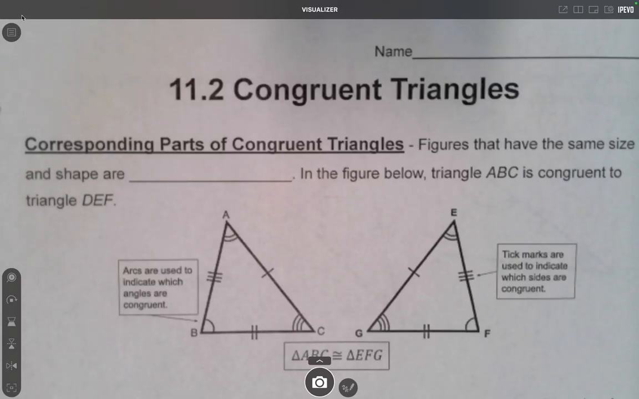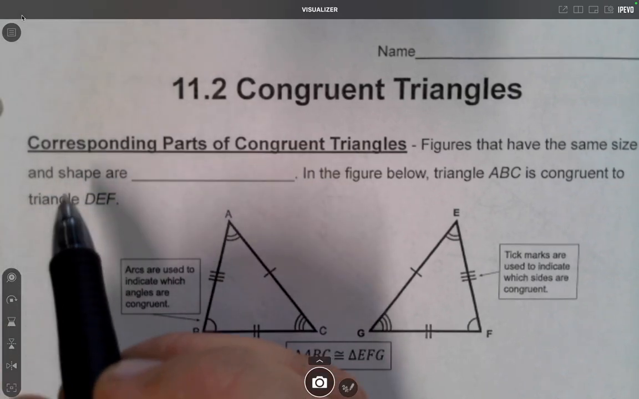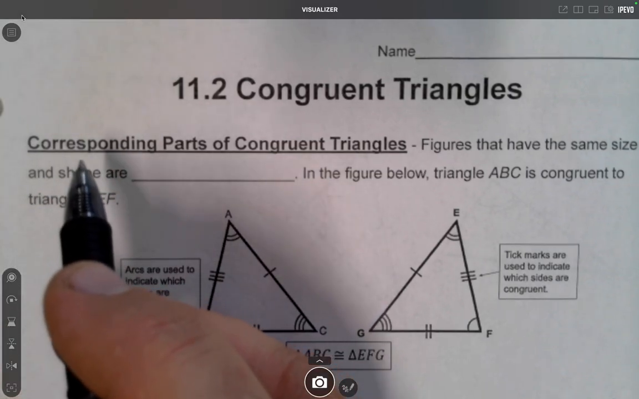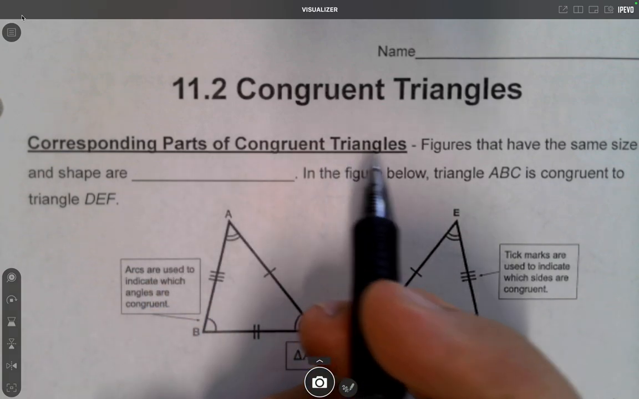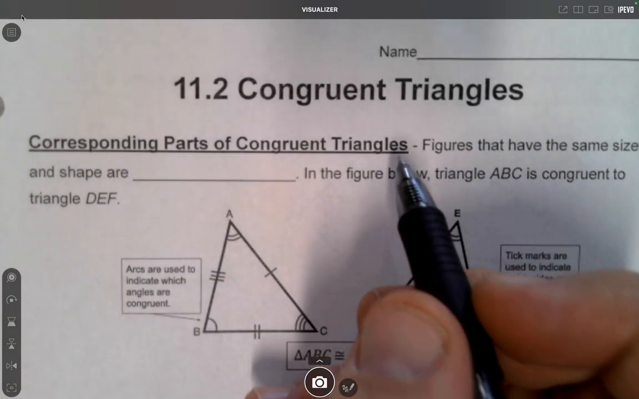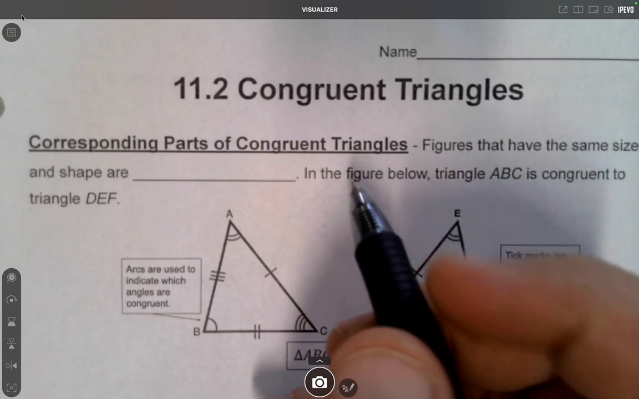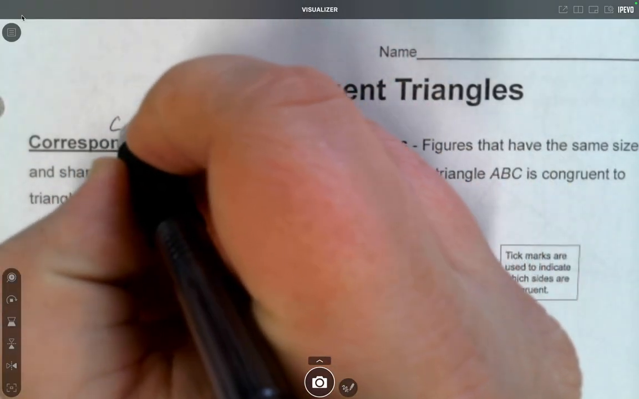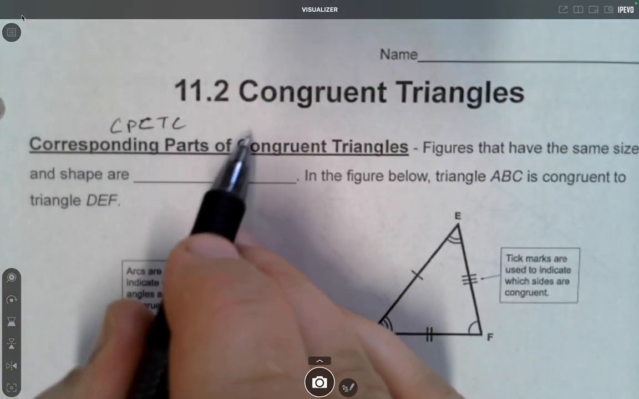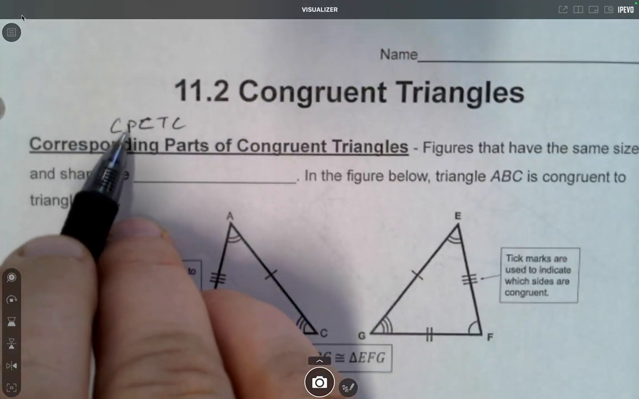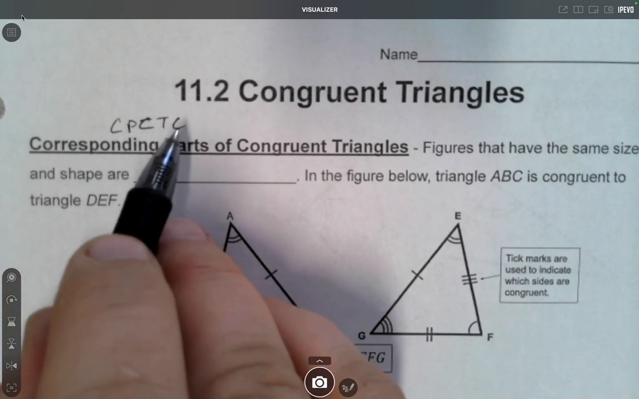Chapter 11, Section 2, Congruent Triangles. So here's a really important phrase to remember: corresponding parts of congruent triangles are congruent. Now I know I did not write "are congruent" right there, but in geometry you'll learn CPCTC, corresponding parts of congruent triangles are congruent.